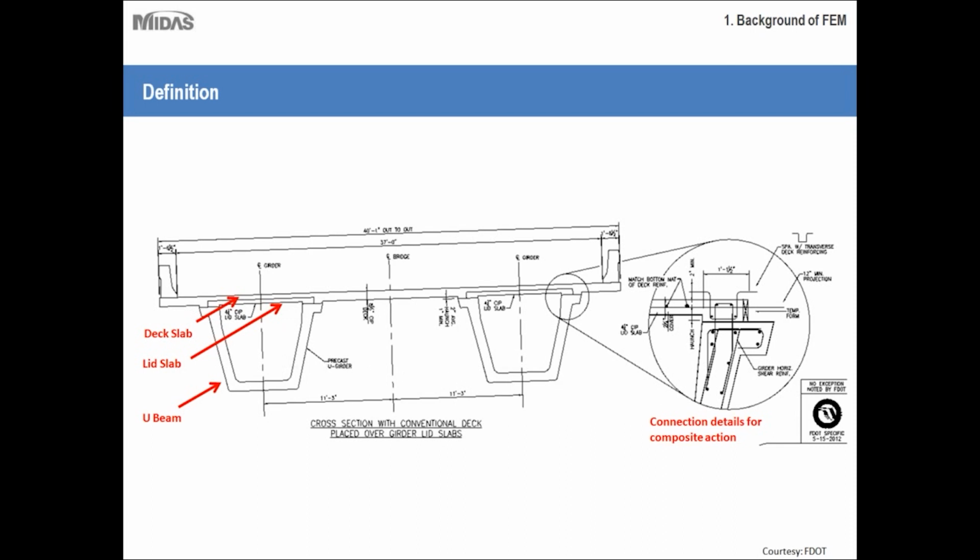And if you look at the reinforcement details here for connecting the U-beam, lid slab, and the deck slab, this is how the composite action is achieved. We have some stirrups that are coming out. We have to provide some detailing. So when we pour the concrete, we can have composite action in stages: first with the lid slab, and then with the deck slab on top. When you're simulating this in an analysis environment, you have to make sure that you're able to capture this composite section behavior.